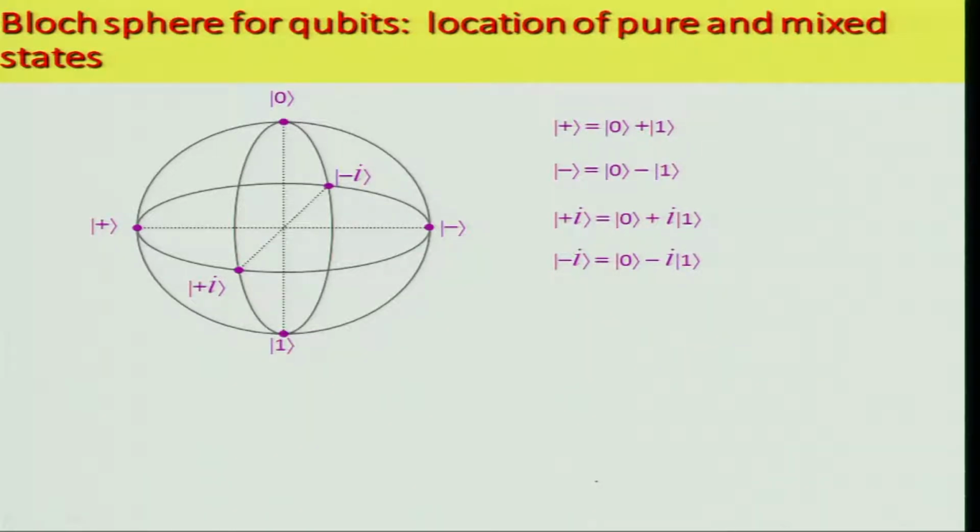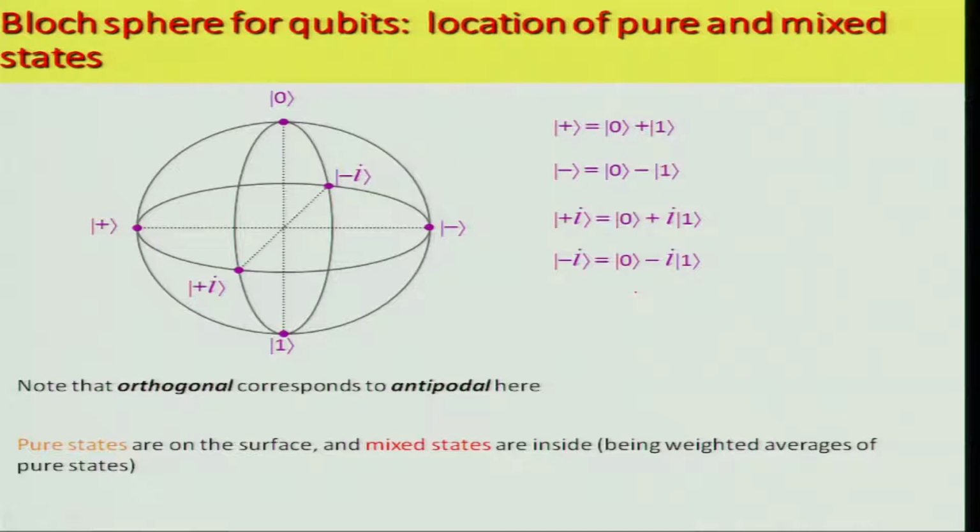So, in the Bloch sphere, we know that we have 0 and 1 along the axis, and we have different notations for the superposition of these states. The orthogonal corresponds to the antipodal here, and the pure states are on the surface and the mixed states are inside, being weighted averages of the pure states. So, this is how it can be looked at. The mixed states are the ones inside the sphere, as we show by the red line, whereas the pure states are always on the surface of the sphere.